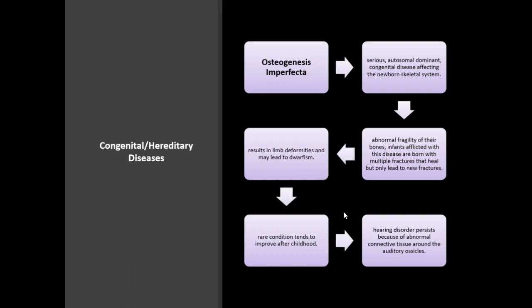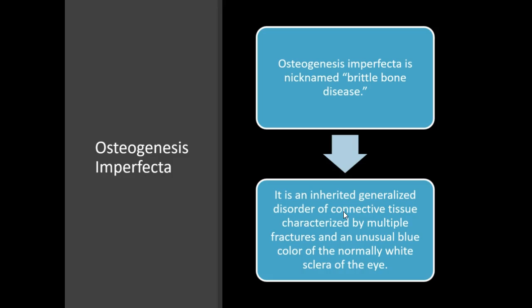autosomal dominant congenital disease affecting newborn skeletons, results in limb deformities and may lead to dwarfism, and abnormal fragility of their bones. Infants affected with this disease are born with multiple fractures that heal, but only lead to new fractures. So it's a rare condition, and it tends to improve after childhood. So hearing disorders persist due to connective tissue around the ossicles. So osteogenesis imperfecta is also named brittle bone disease.